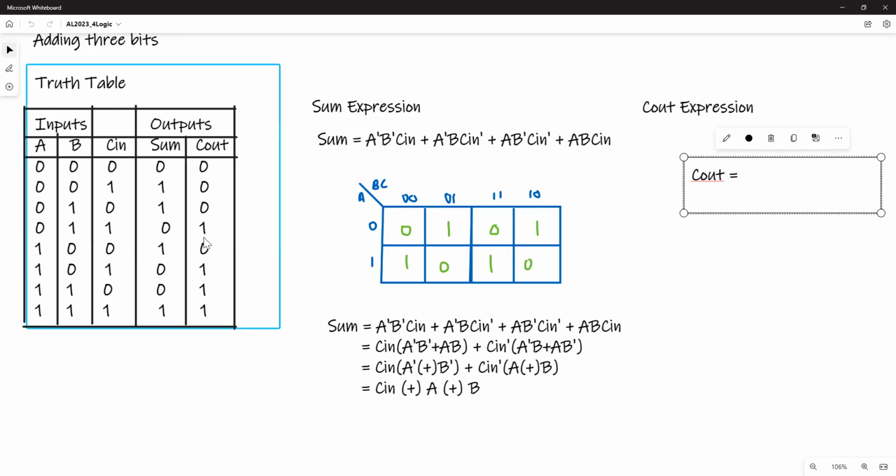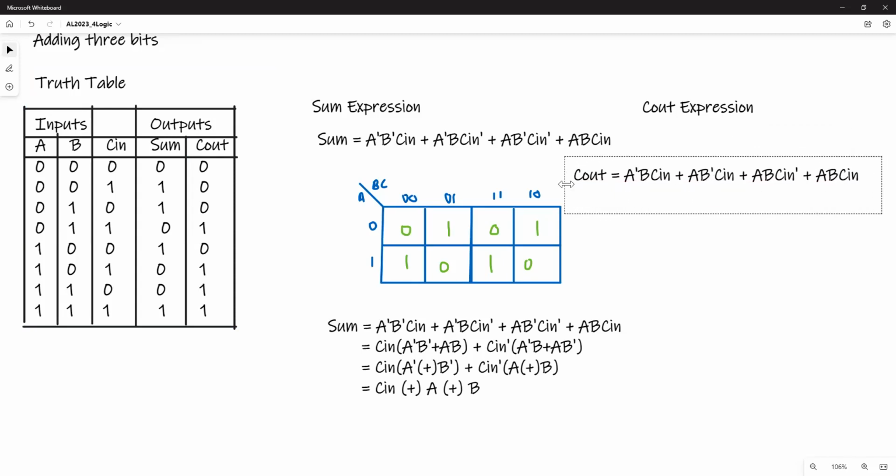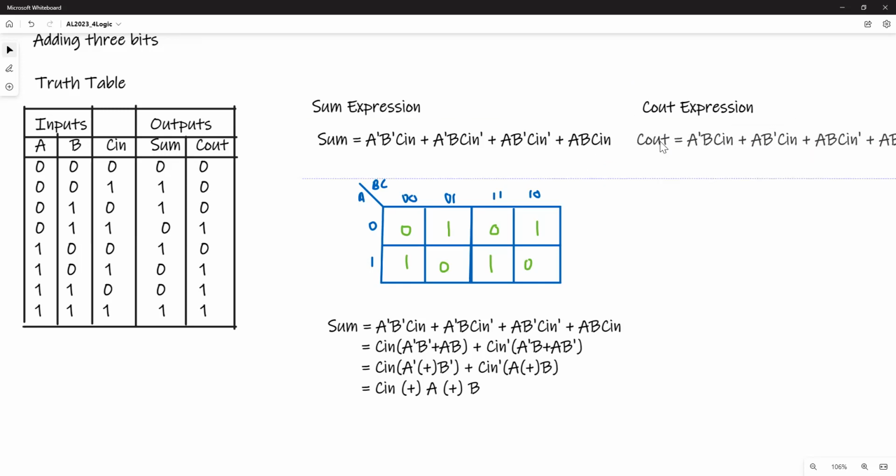Now we know that if you use it as a sum of products, we will have A bar B C in, plus A B bar C in, plus A B C in bar, plus the last one, A B C in, right? Again, we have four statements.